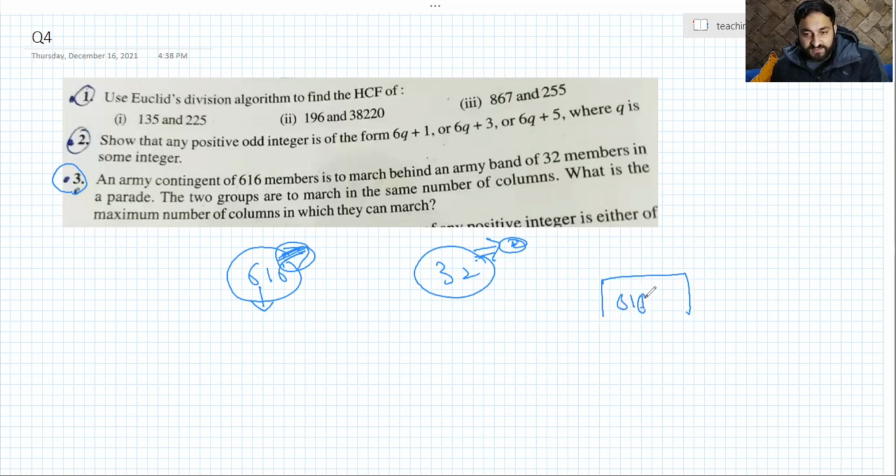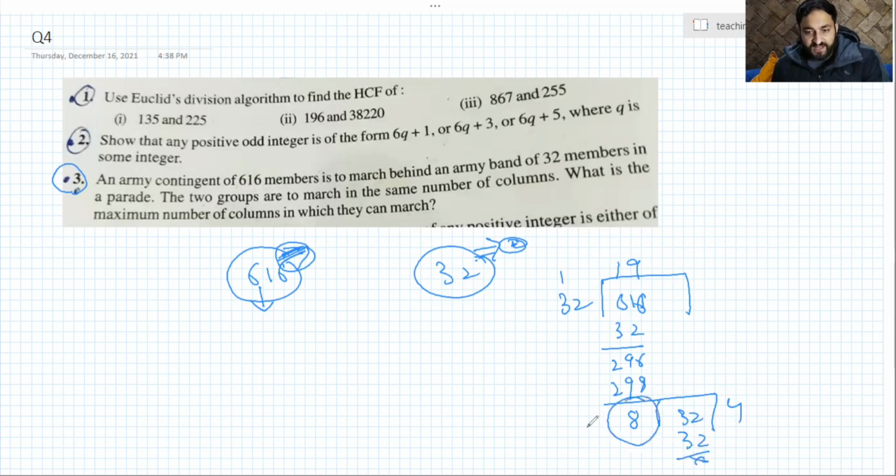616 divided by 32, ones are 32, it will be 9, 2s are 18, 9 3s are 27, 29. You'll get 8 here. Divided by 32, 4s are 32. Okay, you got 8 as HCF. So you have to arrange these 616 members in 8 columns, 1 2 3 4 5 6 7 8, and these 32 in 8 columns, 1 2 3 4 5 6 7 8.